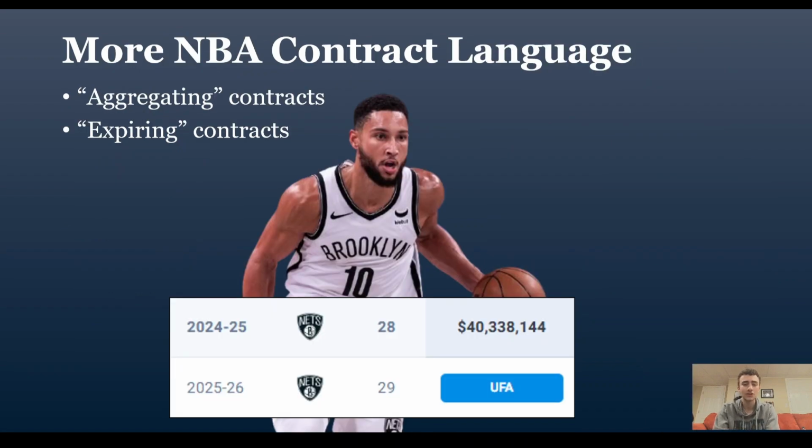A little bit more contract language. Aggregating contracts, what does that mean? That basically means pairing multiple contracts together. That is something else that cannot be done by second apron teams. So just something to watch.